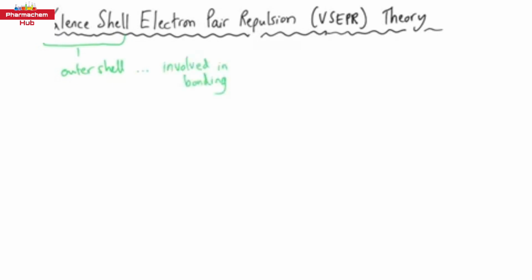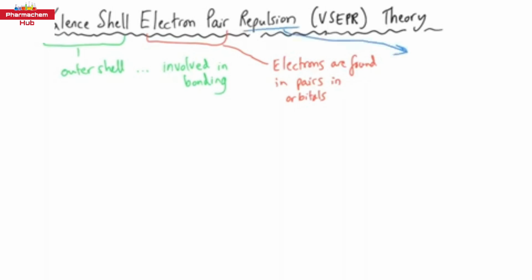Now, the next part, electron pair, that makes sense because we know from atomic structure that electrons reside in orbitals where they can fit two electrons into one orbital. And the most important part really of VSEPR is the R, the repulsion, because it's that which influences the shapes that molecules can have. Now, remember, electrons are found whizzing around the nuclei.